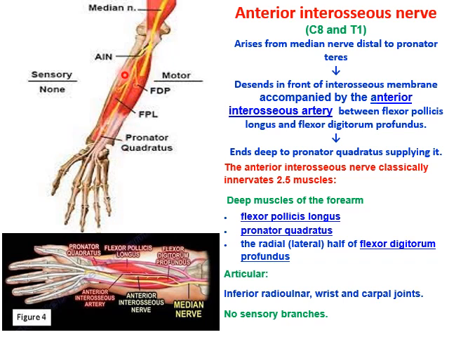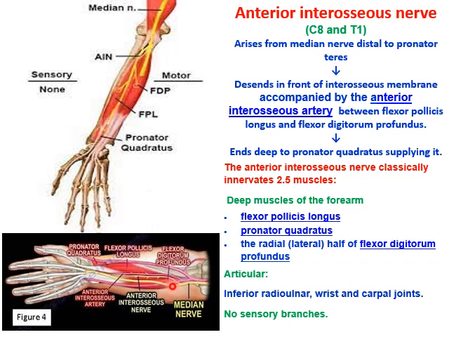So this anterior interosseous nerve classically innervates the 2.5 muscles. So all the deep muscles of the arm are innervated by anterior interosseous nerve. So these 2.5 muscles are the flexor pollicis longus, the pronator quadratus, and the radial half of the flexor digitorum profundus, the tendons of which go and get inserted onto the terminal phalanx of index and middle fingers.